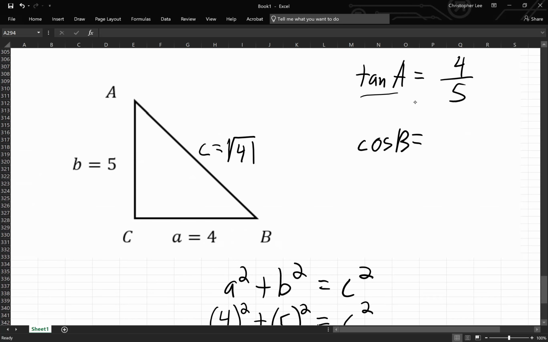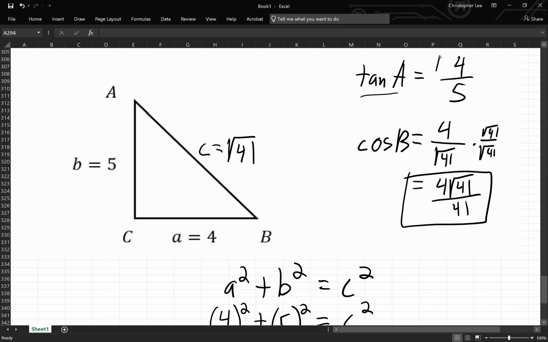4 over 5. Excellent. What about cosine of B? What number over what? 4 over square root 41. Perfect. Now you know I can't leave it like that. I gotta rationalize the denominator, right? So we're gonna multiply this by square root 41 over square root 41. And that's my answer.